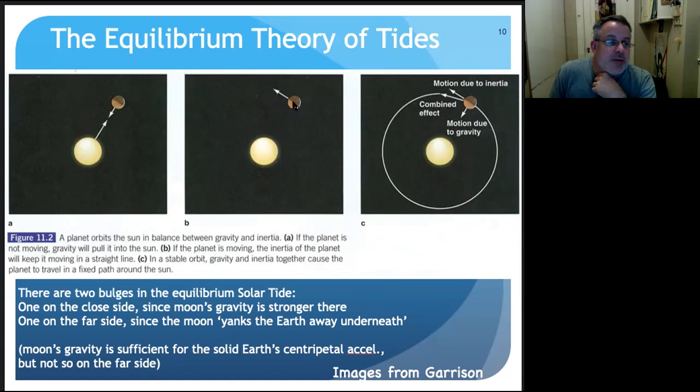So if you are on the close side of the planet, you're actually experiencing just a little bit more gravity from the sun. And if you're on the far side, you're experiencing just a little bit less gravity. So if you're on the near side, you're being yanked away from the planet toward the sun. And if you're on the far side, the planet is being yanked out from underneath you. So there are two bulges in the equilibrium solar tide. One on the close side, since the gravity is stronger there. One on the far side, since the moon yanks the Earth away underneath.